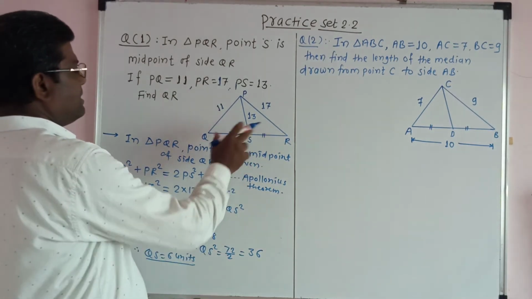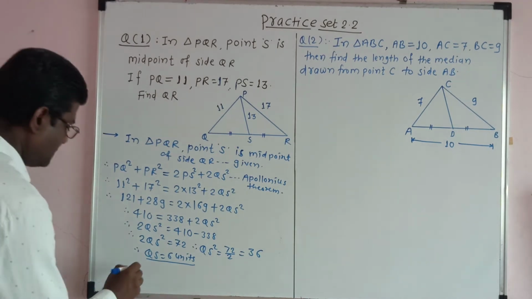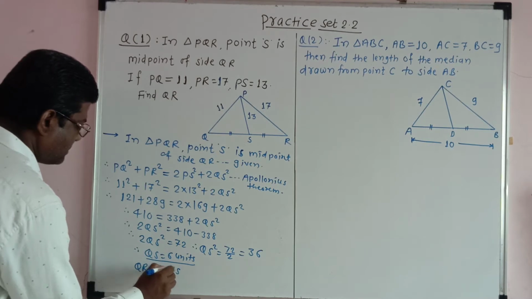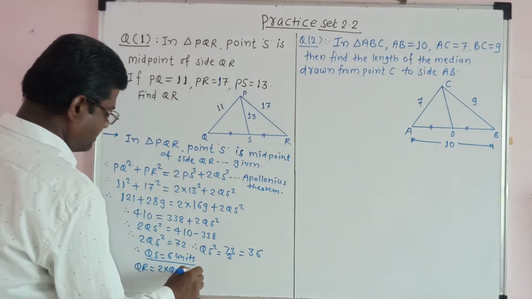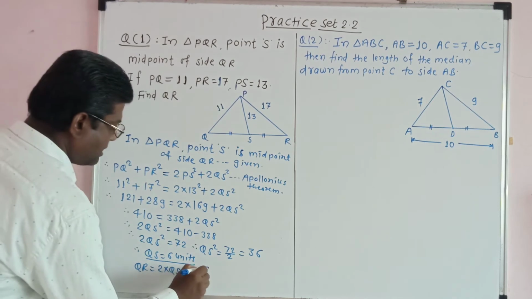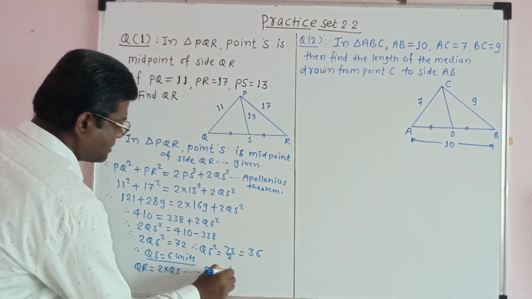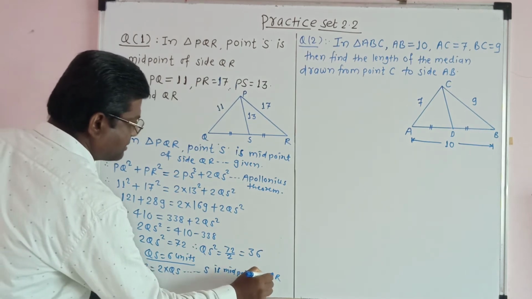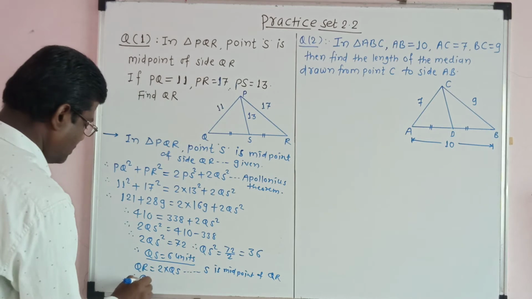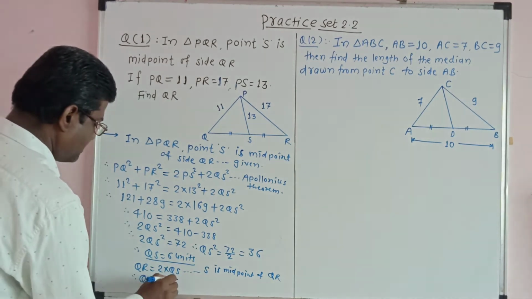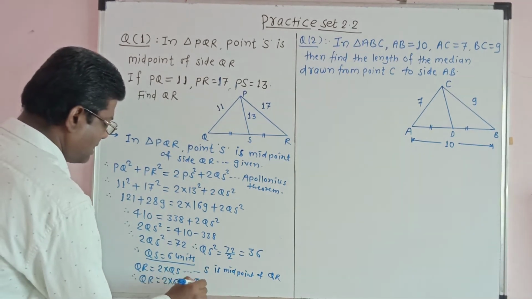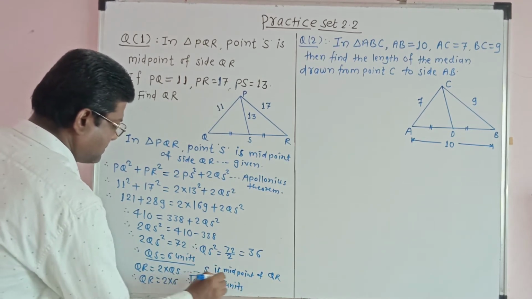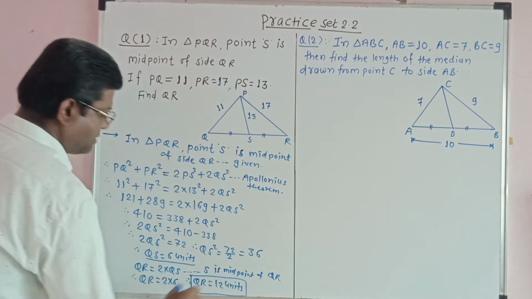Now we have to find QR. Therefore QR is equal to 2 into QS. Reason is S is a midpoint of QR. Therefore QR is equal to 2 into 6. Therefore QR is equal to 12 units.